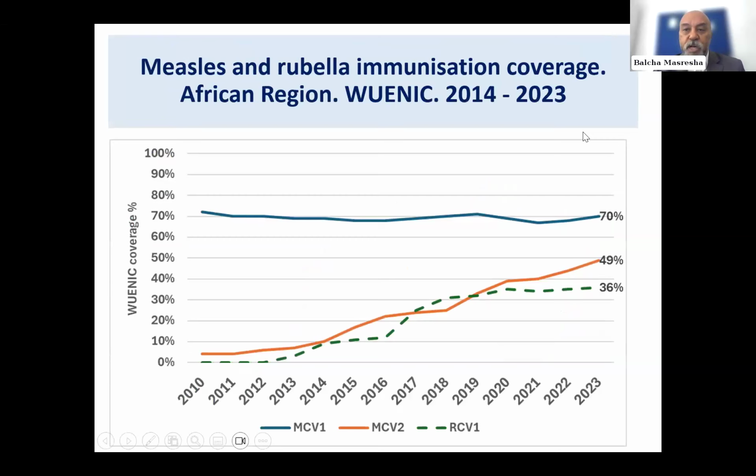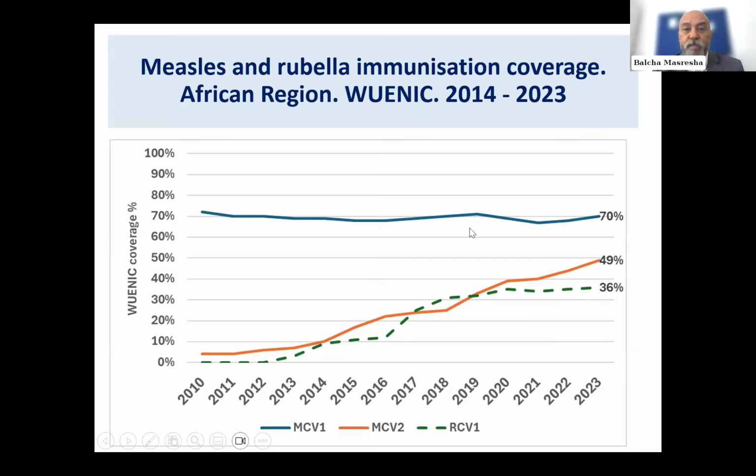With regards to coverage, currently this is where we are. The first dose vaccination coverage is at 70%. This is for all measles containing vaccines, whereas the first dose rubella containing vaccine coverage at regional level is at 36%. And this is because not every country has a rubella containing vaccine in their system, as I just showed you. For the second dose measles containing vaccine, which is the line in orange, currently we are at 49%.